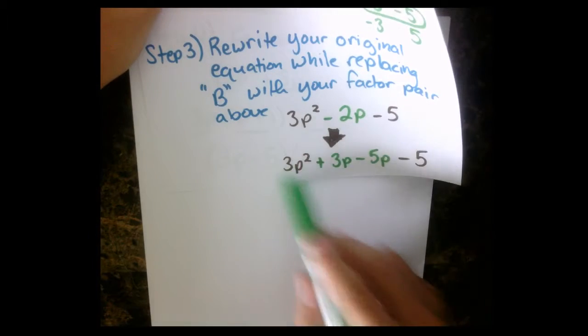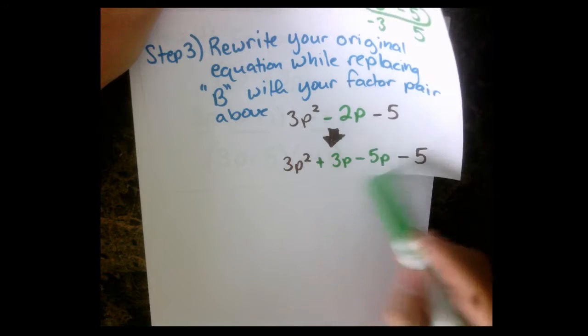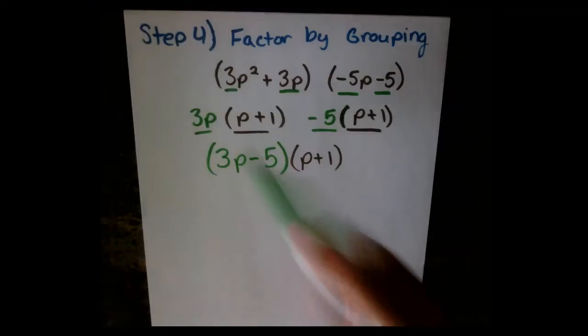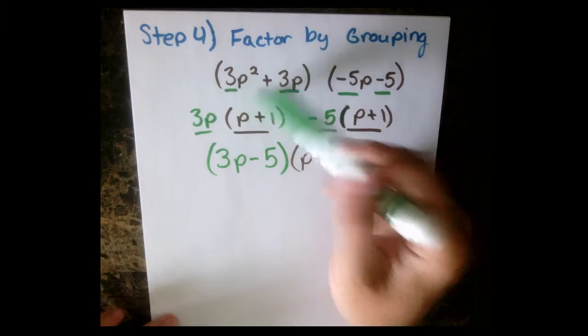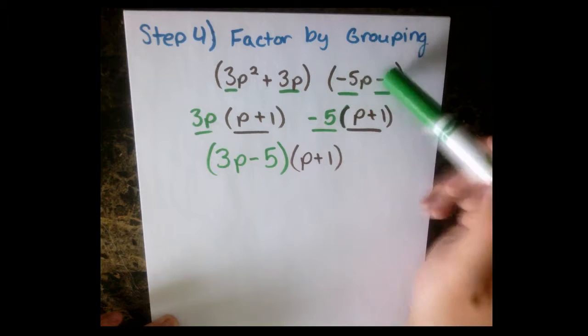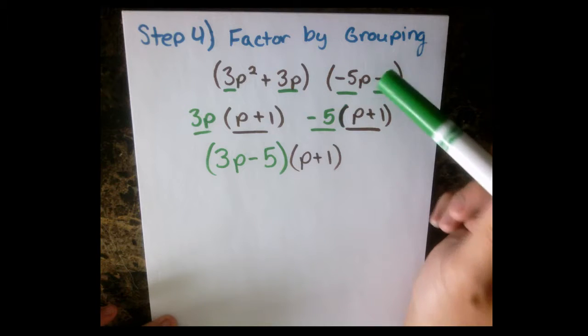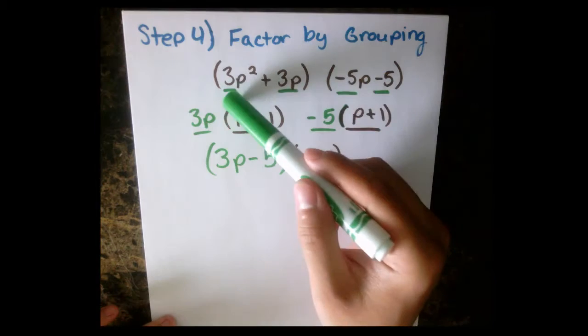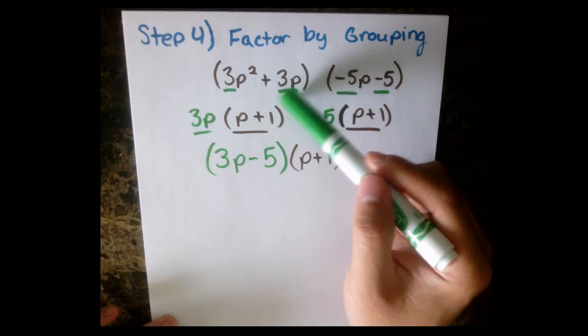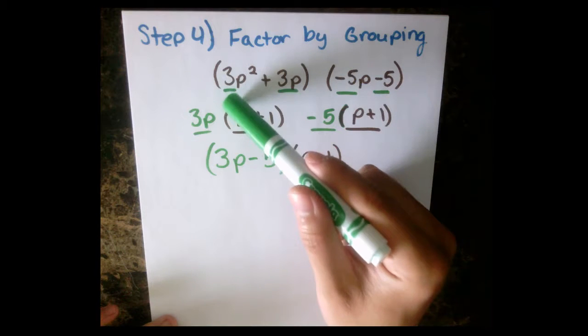And I'm just putting parentheses around the first two terms and parentheses around the second two terms. Make them look like two binomials essentially. Okay? And then we're going to do our greatest common factor. Over here, 3p squared and 3p. Remember what you're doing is you're pulling out first the number.